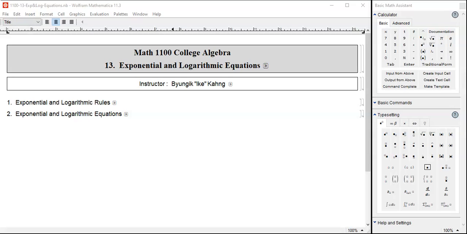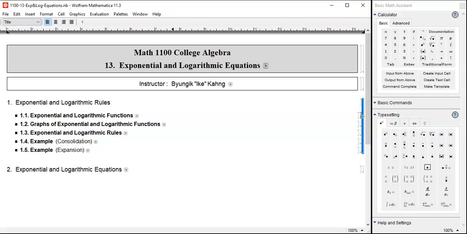Hello Math 1100 students. Previously in week 12 we studied exponential and logarithmic functions. Now let's use those to solve exponential and logarithmic equations. First, let's begin with some reviews.